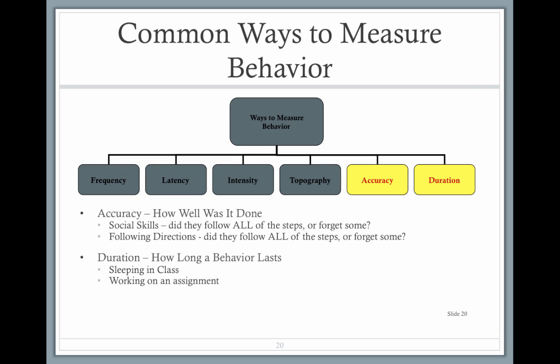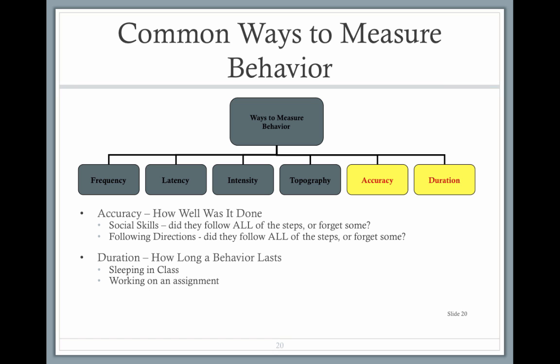The last two ways to measure behavior are accuracy and duration. Accuracy means how well or how accurate a task was done. A behavioral example is how well a student was able to follow the steps of social skills. If greeting someone, did they make eye contact, use appropriate volume, use a greeting, and ask how the other person is doing? Or did they forget one or more of the steps? Keeping track of how many steps they followed gives you data on how accurate the student was.